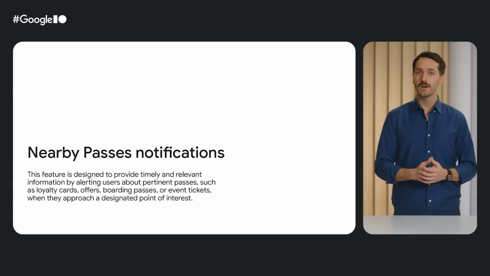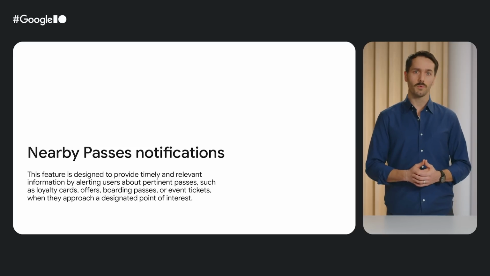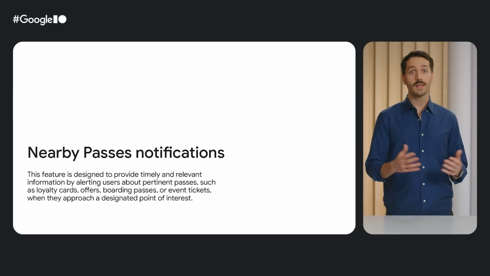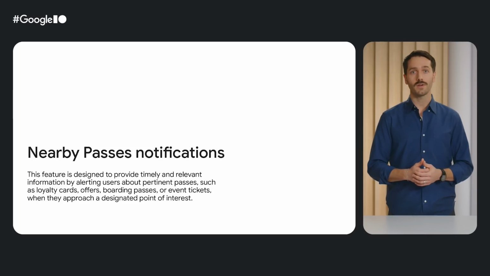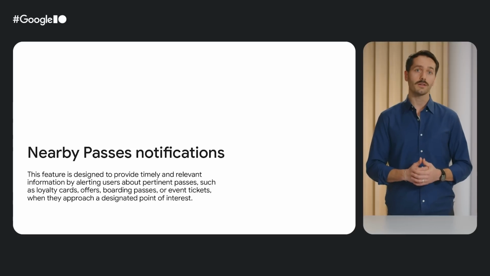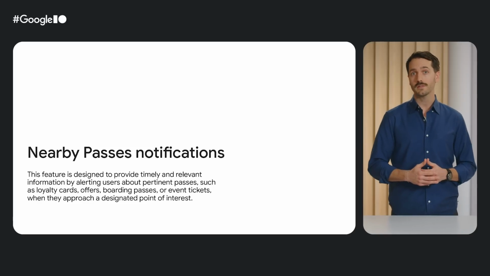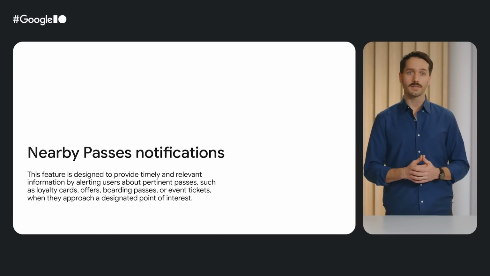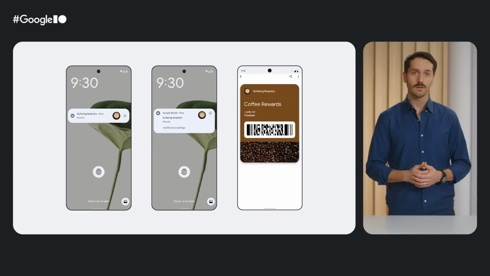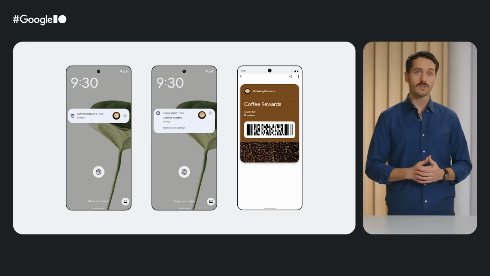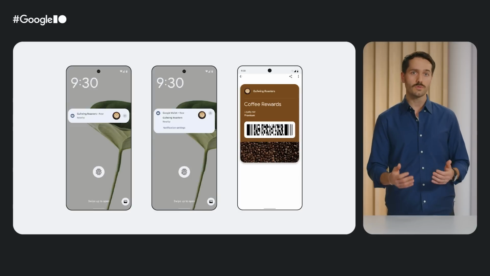Speaking of notifications, we're really excited to announce that we will support nearby passes notifications for the Google Wallet API. If enabled by the user, this feature is designed to provide timely and relevant information by alerting users about pertinent passes such as loyalty cards, offers, boarding passes, or event tickets when they approach a designated point of interest. The Google Wallet app sends a contextual notification when the user is near a specific location. This notification serves as a direct gateway, allowing users to seamlessly access the associated pass with a single tap.